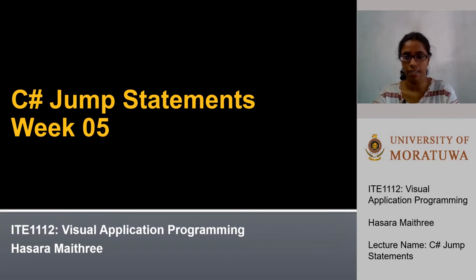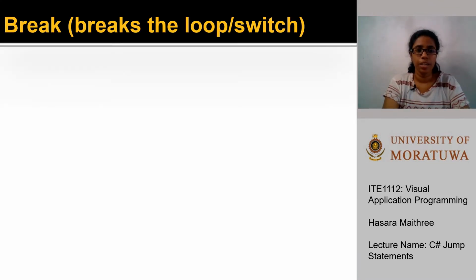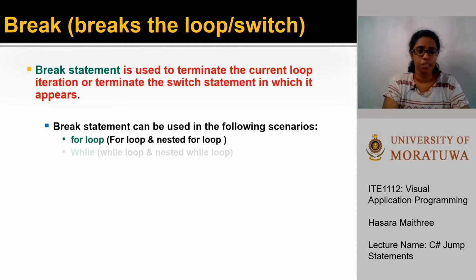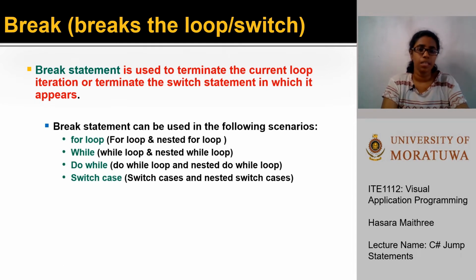So let's get started. Let's look into the first kind of jump statement, the break statement. As the name indicates, the break statement is used to terminate the current loop iteration or terminate switch statements. So we will see how we can use break statement in all of these cases in subsequent slides. The break statement could be used in any loop, for loop, while loop, do while loop, or switch cases.